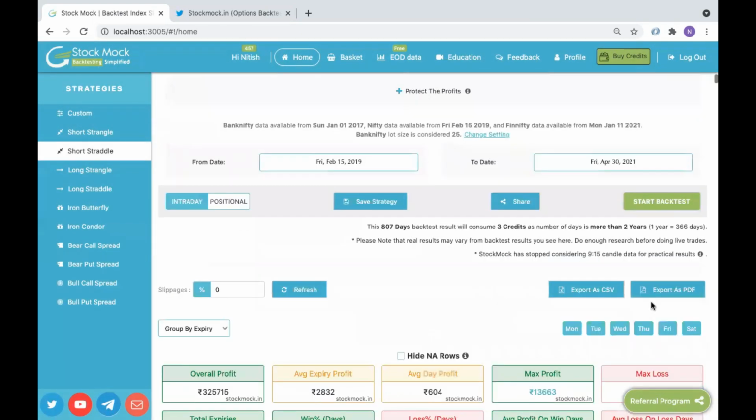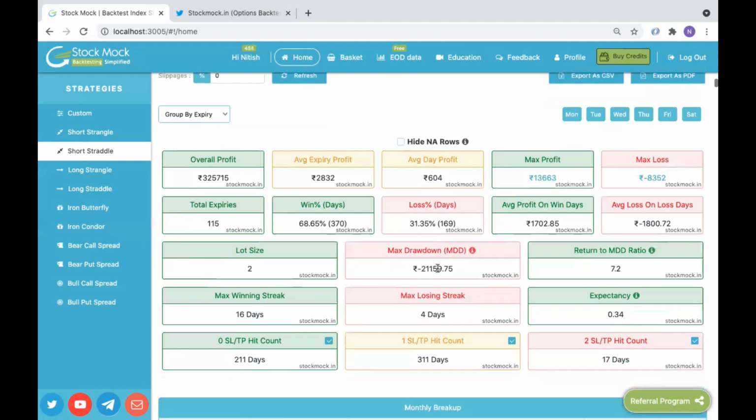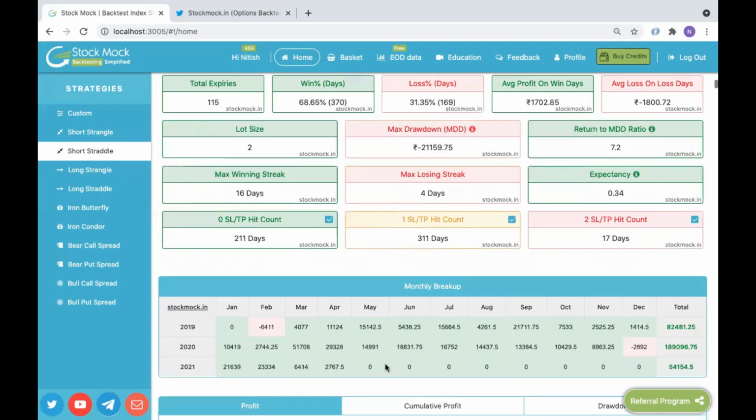In this we will also try to see, it's 604 rupees only. 21,000 drawdown is under control. RR ratio is close to 1. RR ratio means risk reward ratio. Risk is 1800, reward is 1700 per day. If the risk reward is close to 1 and less than 1, I'm pretty happy with that. Okay. This is also not bad.